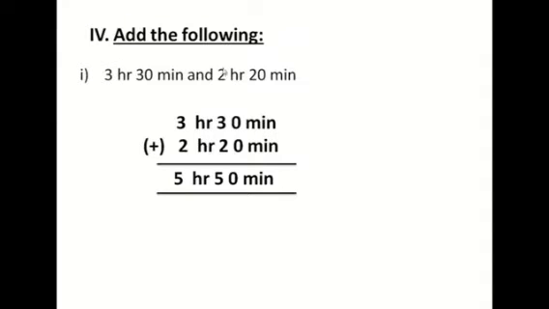Fourth main, add the following: 3 hours 30 minutes and 2 hours 20 minutes. So you have to arrange like this and you have to add minutes to minutes and hours to hours. So here 30 plus 20 gives you 50 minutes, 3 plus 2 is 5 hours. So it is 5 hours 50 minutes.